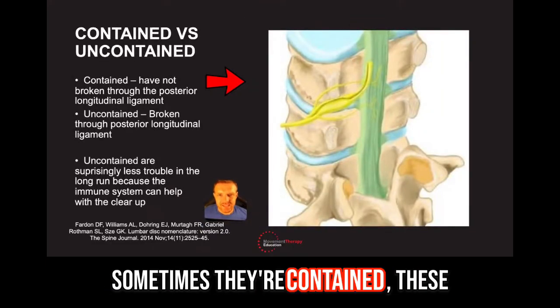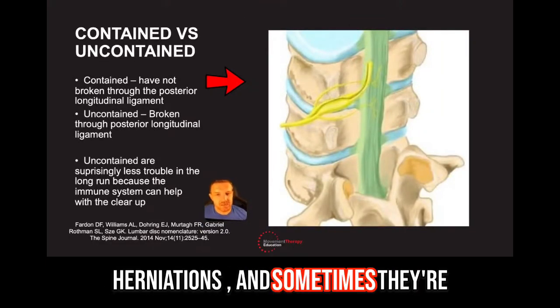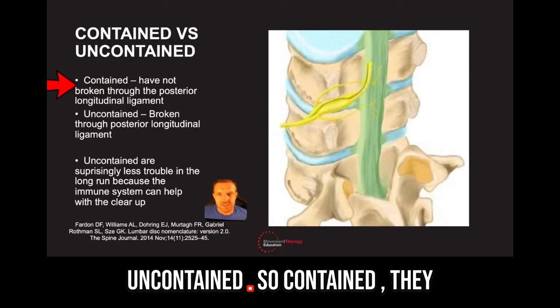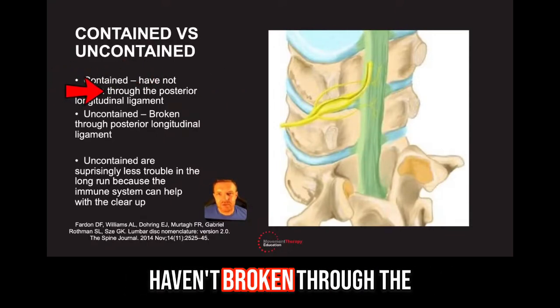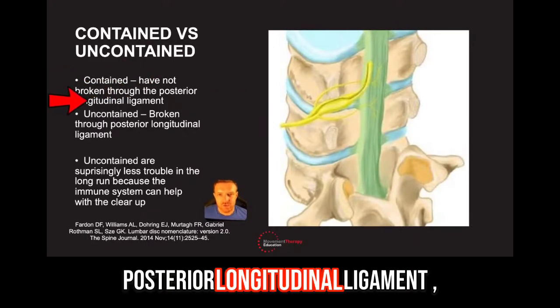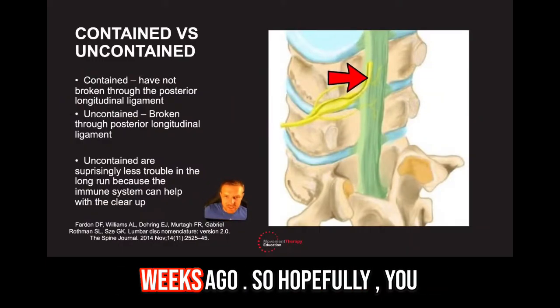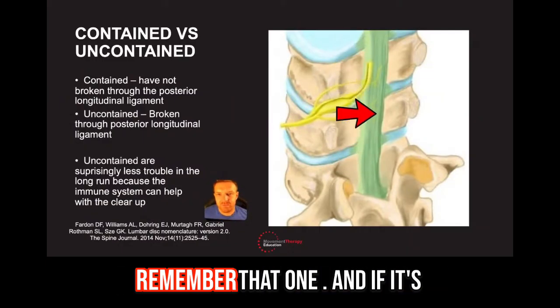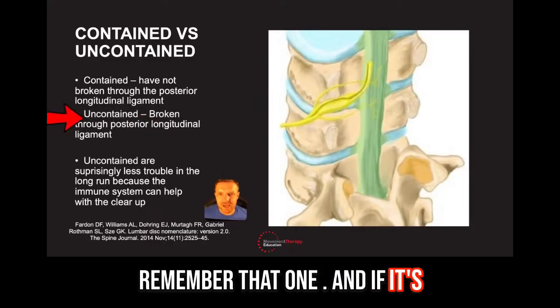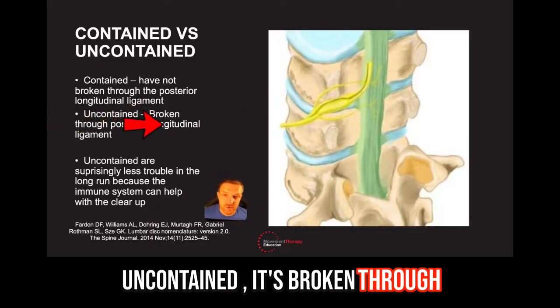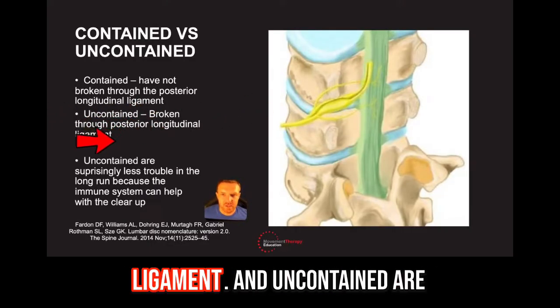Sometimes they're contained, these herniations, and sometimes they're uncontained. So contained, they haven't broken through the posterior longitudinal ligament, and that's that ligament down the back of the spine. We covered that weeks ago, so hopefully you remember that one. And if it's uncontained, it's broken through that posterior longitudinal ligament.